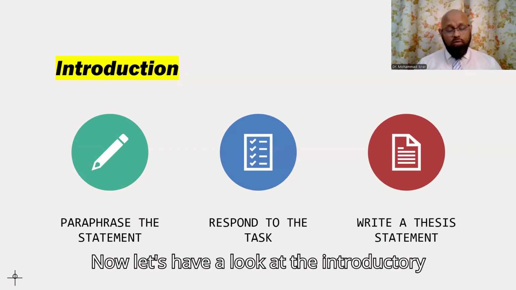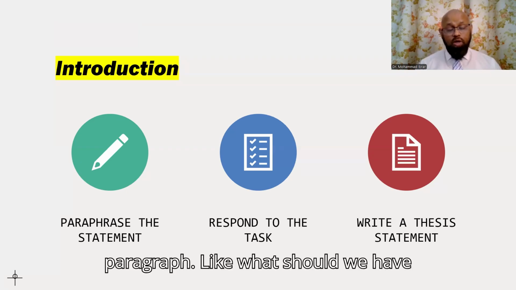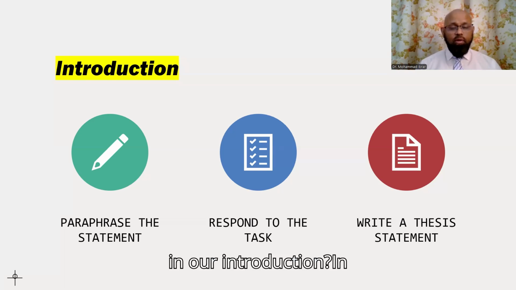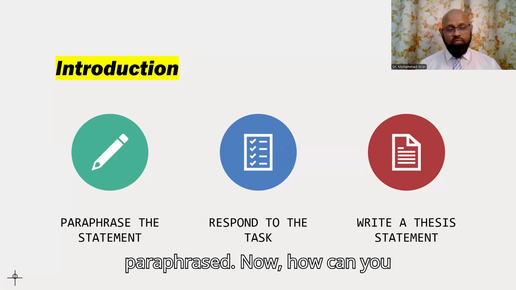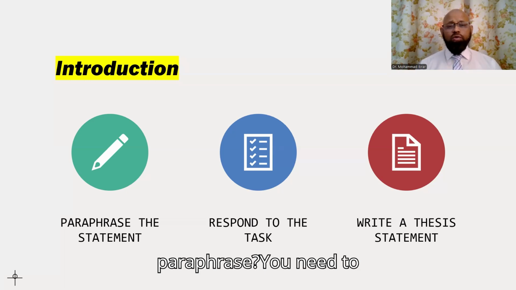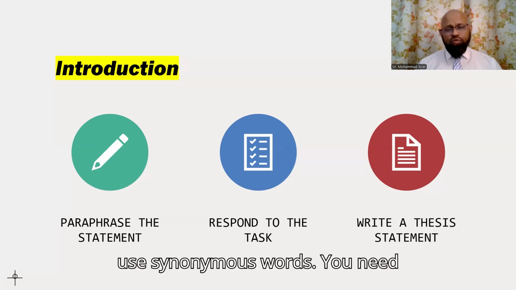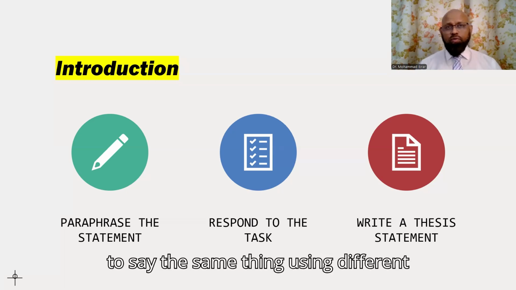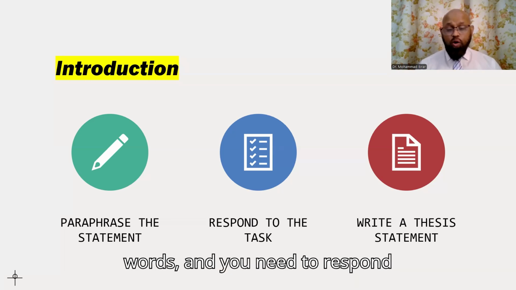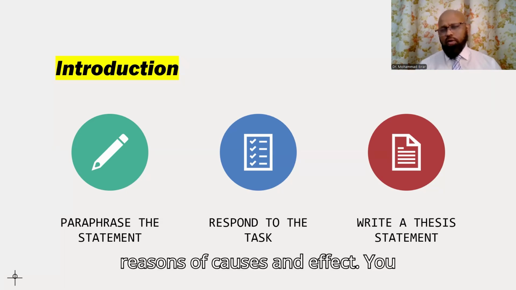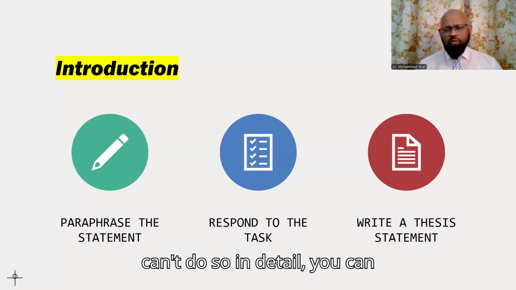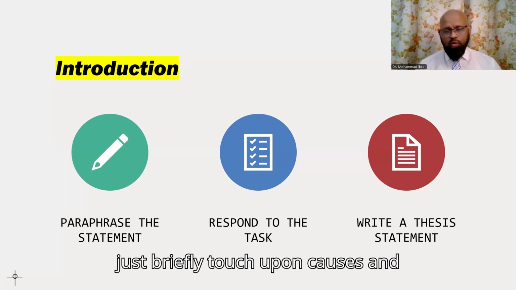Now, let's have a look at the introductory paragraph. Like, what should we have in our introduction? In the introduction, you must paraphrase the statement. The statement that you have in the question, it must be paraphrased. Now, how can you paraphrase? You need to use synonymous words. You need to say the same thing using different words. And you need to respond to the task, like reasons or causes and effects. You can't do so in detail. You can just briefly touch upon causes and effects.